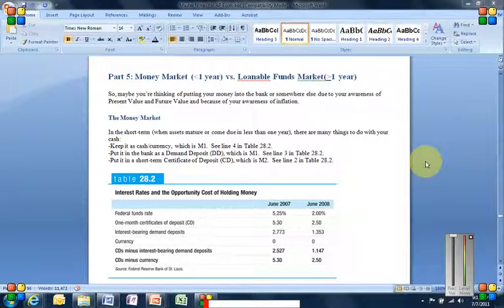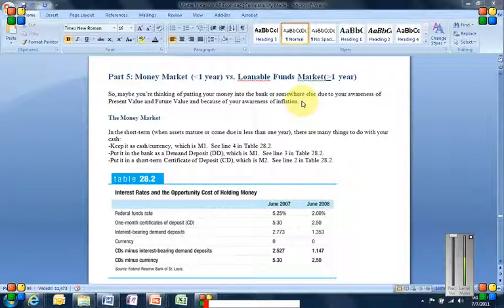So now let's talk more about the money market and the loanable funds market. Both of these are markets for money, or for loans more specifically. But the money market is a place where you would go to find a loan that's going to mature in less than 1 year. The loanable funds market is a place where you're going to go to find a loan that's going to mature in a year or more.